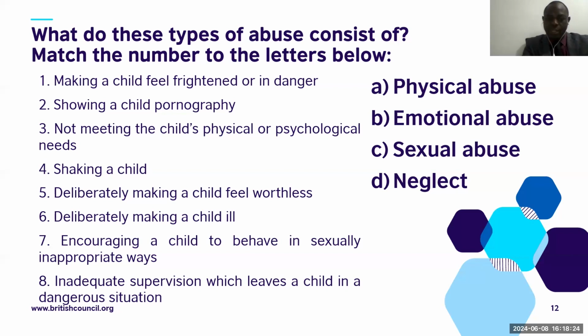So we need to iterate. 4 is A: shaking a child. That is physical abuse. Very correct. Any other contribution? 1, mental abuse, okay, but not part of the major 4. 1 is B: making a child feel frightened or in danger. That's emotional abuse. Very correct. Thank you, Rehan. 3 is D: not meeting the child's physical or psychological need. Okay, neglect. Very correct. 4, shaking a child, physical abuse.